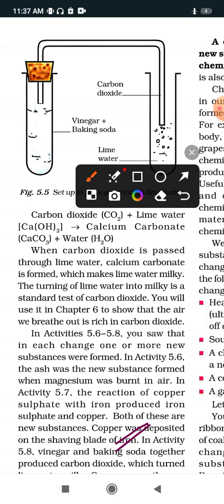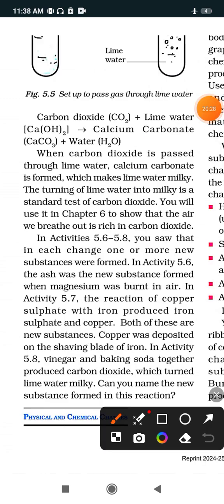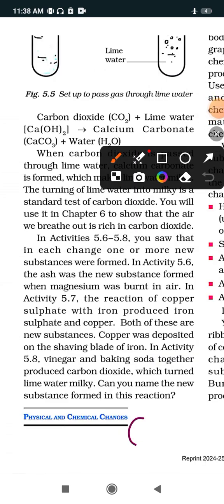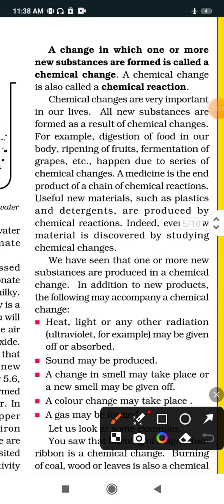इन एक्टिविटी 5.8 में हमने देखा था विनेगर एंड बेकिंग सोडा टुगेदर ने कार्बन डाइऑक्साइड प्रोड्यूस किया था, जो लाइम वाटर को मिल्की कर देता था. ठीक है, विनेगर एंड बेकिंग सोडा से मिलके कार्बन डाइऑक्साइड बन रहा था एंड कार्बन डाइऑक्साइड के टेस्ट का कंफर्मेशन के लिए लाइम वाटर मिल्की हो जा रहा था. क्लियर? यह न्यू सब्सटेंस फॉर्म हुआ था, कैल्शियम कार्बोनेट. क्लियर? हमने देखा था सभी रिएक्शन में न्यू सब्सटेंस का फॉर्मेशन हो रहा था.